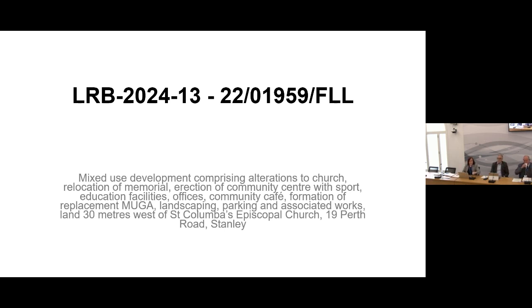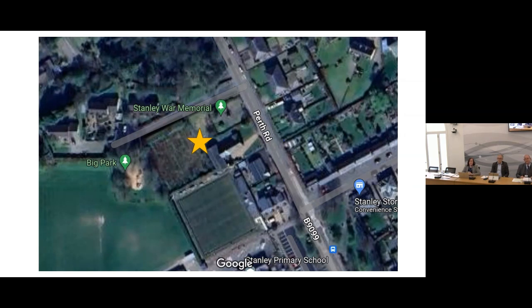You have to bear with me because there's quite a lot of information to go through. We'll go through the slides first anyway. So this is the location of the application appeal site to the west of the Perth Road as it runs through Stanley. The War Memorial is annotated at the front of the site there. Immediately to the south of that is the church, and then we have the Bowling Green buildings, primary school and so on.